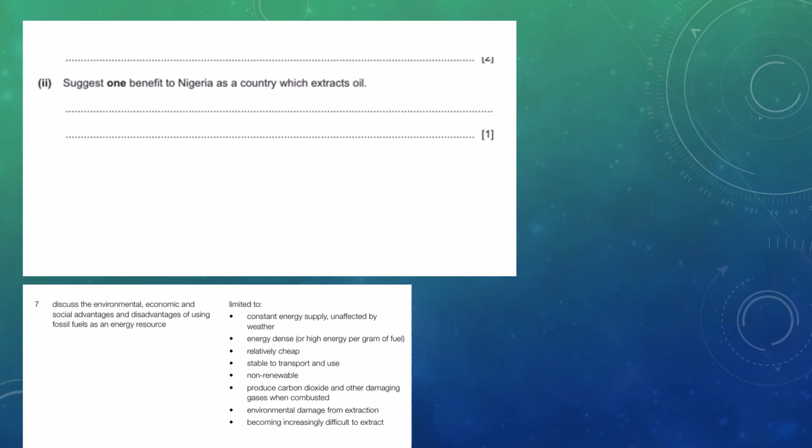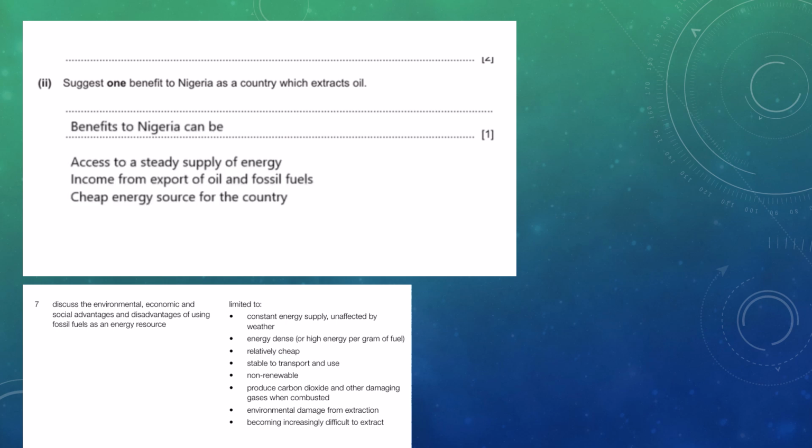Then we have a single point question here, which dwells into section 6.5, energy from the sea, and they ask what could the benefits be to Nigeria to be a country that extracts oil. And the benefits can be, as I see it, they have access to a steady supply of energy, there is income from the export of oil and fossil fuels, and there's a cheap energy source for the country. Remember, you only have to choose one of these.